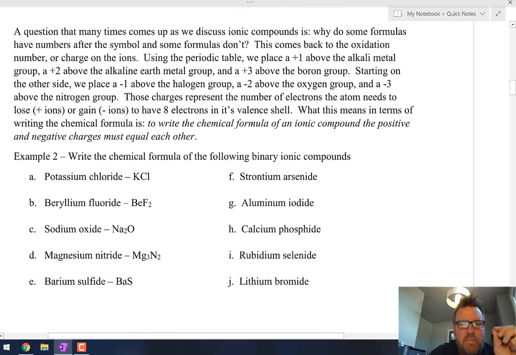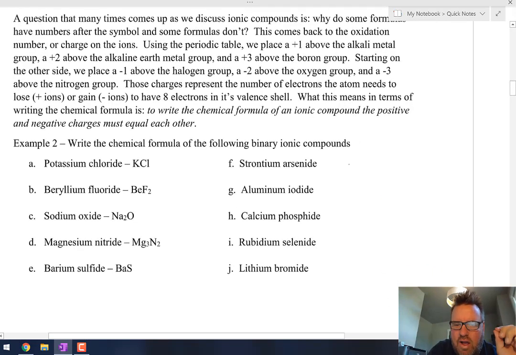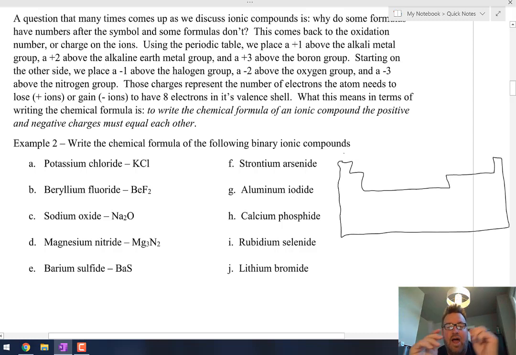Those numbers come from the fact that these are ionic compounds, and an ionic compound is a compound that is made up of ions. Ions, remember, are atoms that have gained or lost electrons. So this comes back to this row right here, which are called the noble gases. The noble gases are the most stable elements on the periodic table, and atoms that are close to the noble gases will tend to lose or gain electrons so they can have the same number of electrons as one of the noble gases.